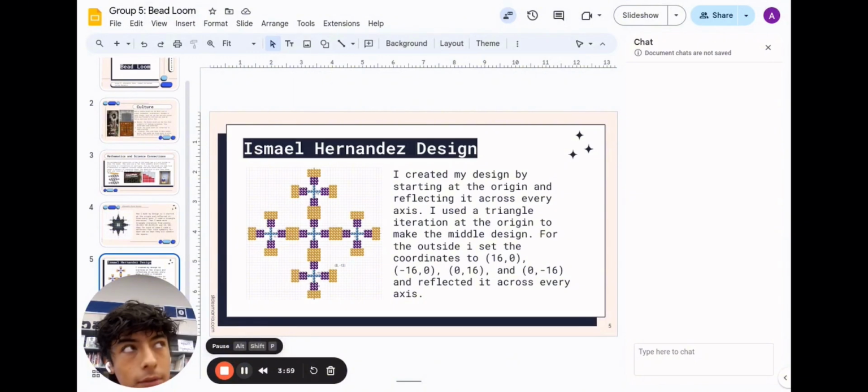And then I went on the outside of each one of those designs, and then I did the same thing starting 6, I think, or 8 units off the edges, and the coordinates were 16, 0, negative 16, 0, 0, 16, and 0, negative 16, and then I reflected it across every axis on those, and I got this.